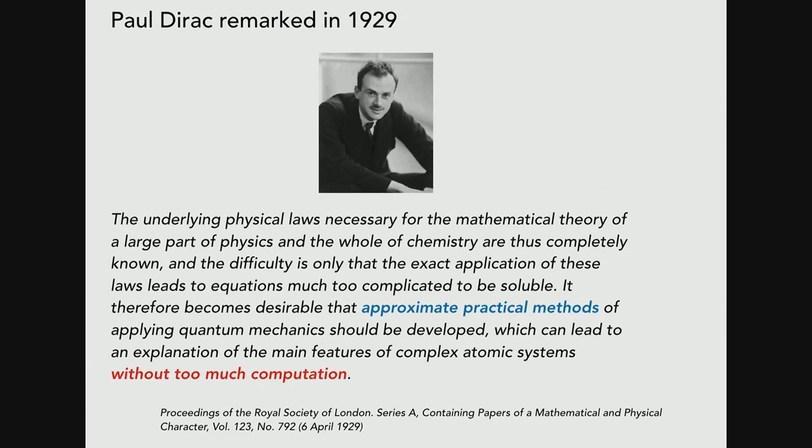So we know what to do, but the problem is we don't have really good ways to do it necessarily. This is the famous quote by Dirac, where in a nutshell he's saying we know the equations for a large part of physics and the whole of chemistry. That might be an exaggeration about the whole of chemistry part, but he says that the equations are much too complicated to be solvable, so it becomes desirable that approximate practical methods should be developed. And we want to describe the main features without too much computation. So that's what's really important, right? We want some way of getting at the most important parts without spending too much computational time. And so tensor networks, which I'll be telling you about, are one of the many different approaches to try to cut through these two issues.